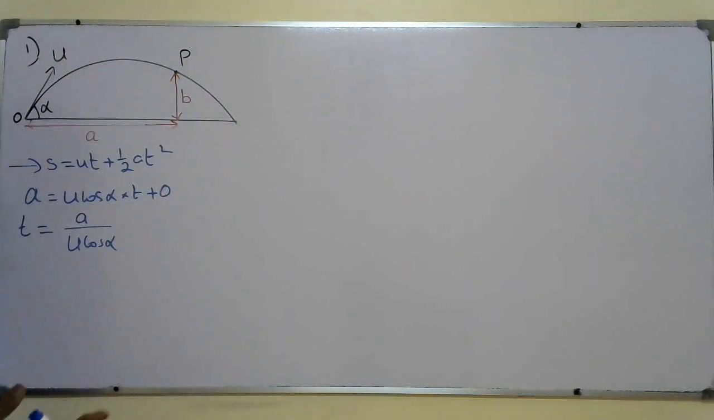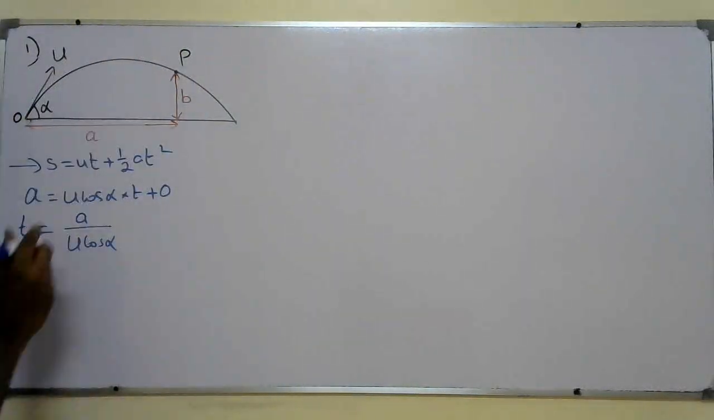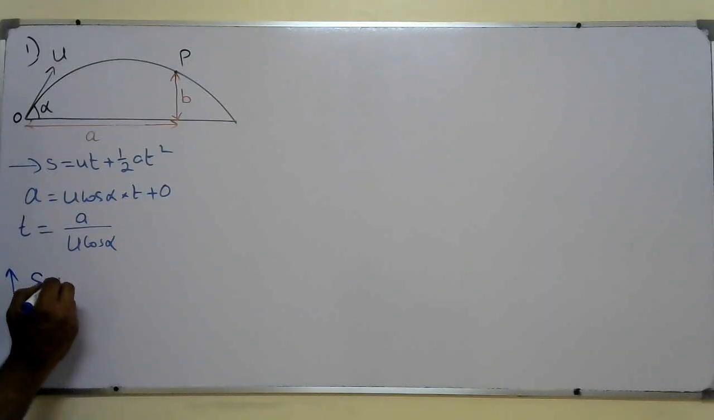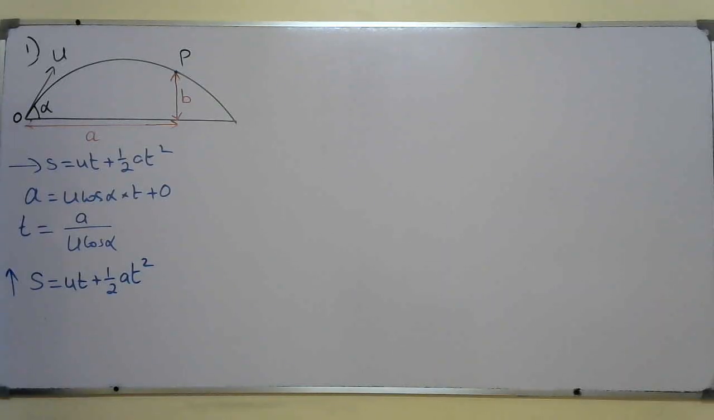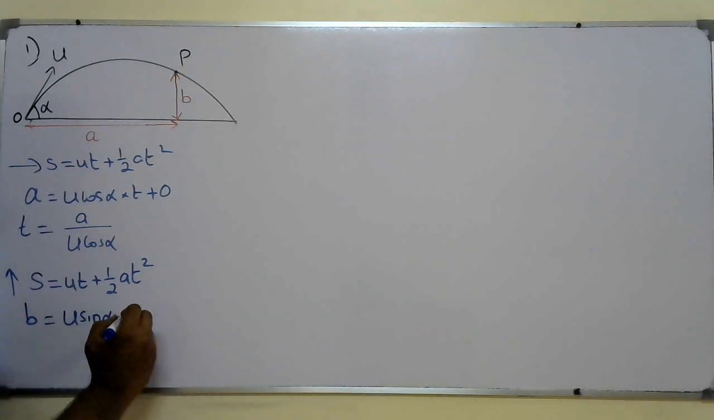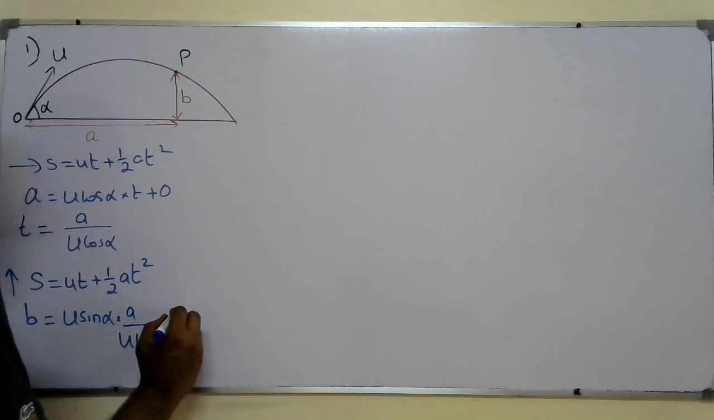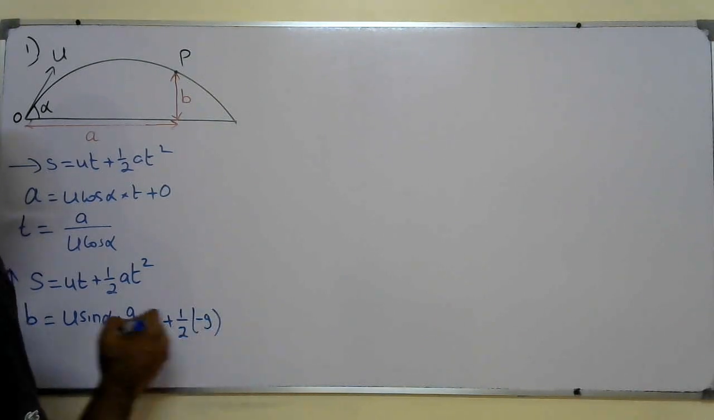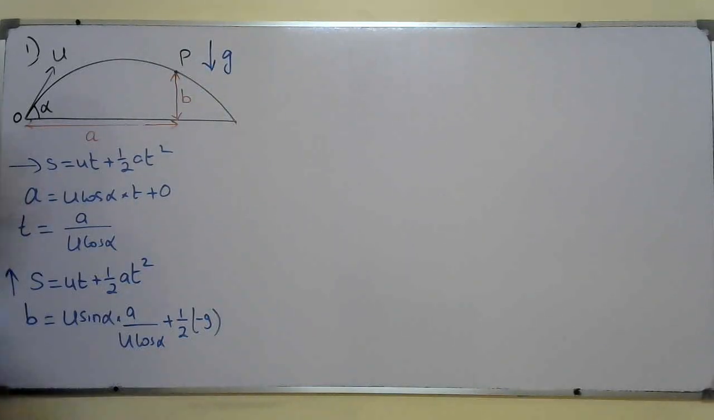The height is B, so we can use vertically s equals ut plus half at squared for the motion from O to P. So s is B, u sine alpha times the time, which is A over u cos alpha, plus half times minus g, because I am using the upward direction, so the acceleration is minus gravitational acceleration g, t squared.